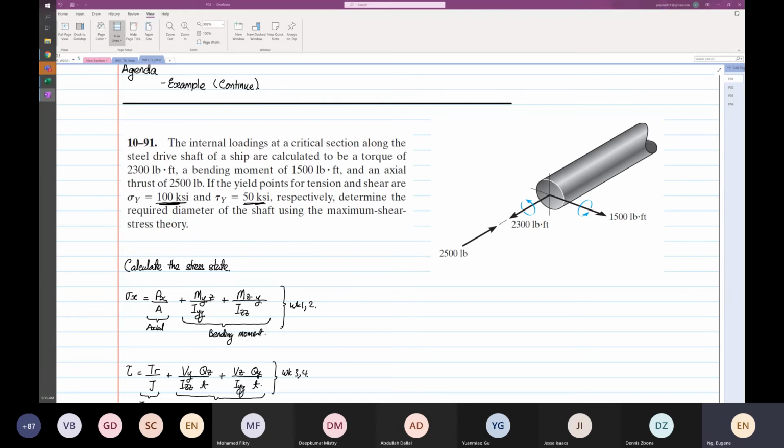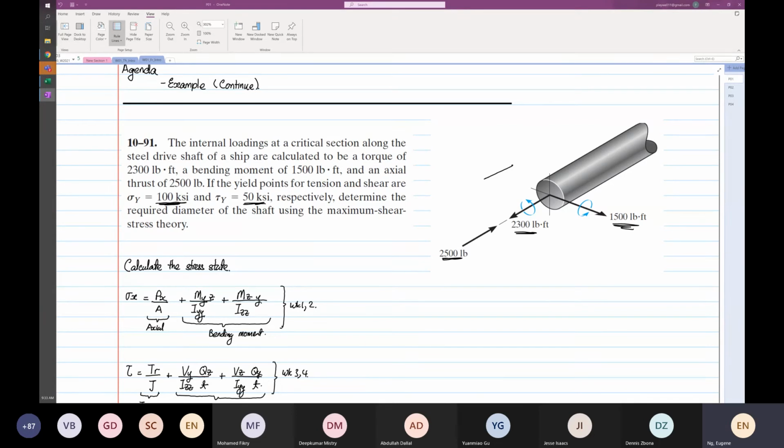Why I'm doing this example is to give you a snapshot of what you will be learning throughout the whole 12 weeks, and what your outcome will be at the end of the day. I want to make it very clear that this is not the same as your previous courses. As you can see, the loading situation is very simple: you have an axial load, a bending moment, and a torque.